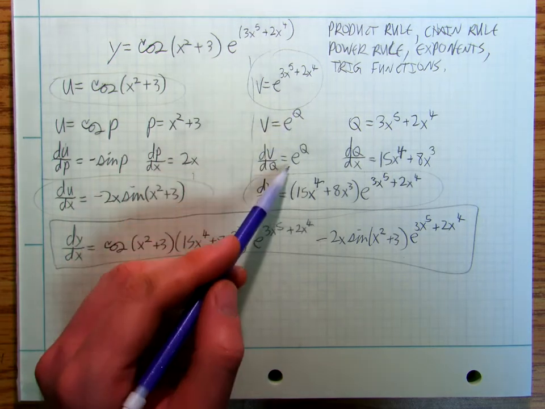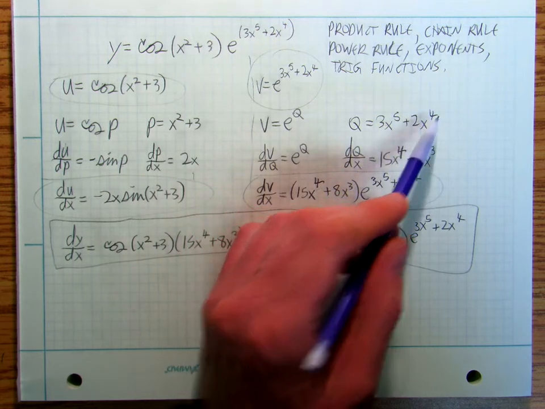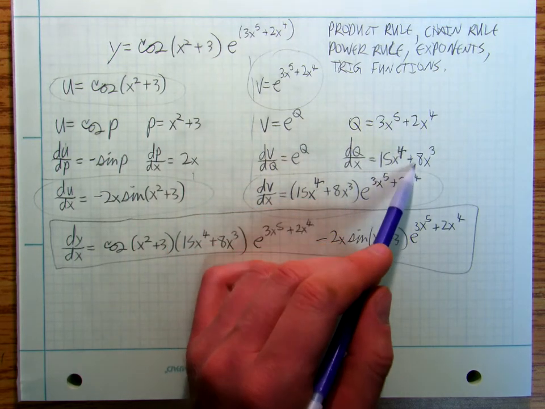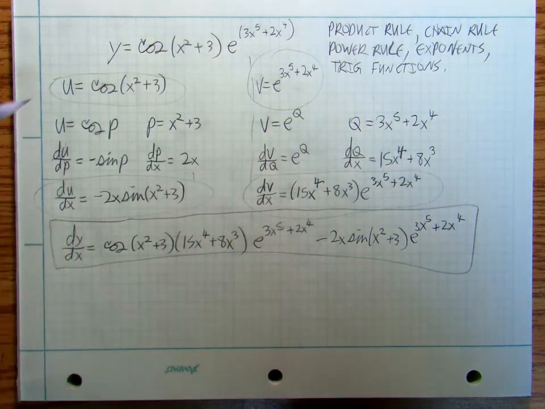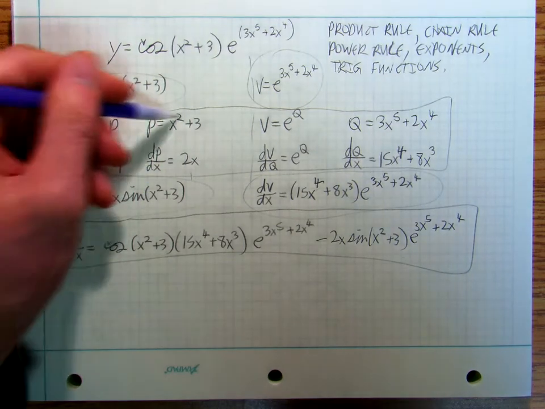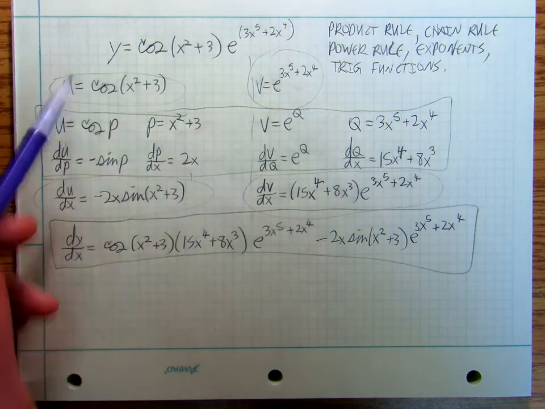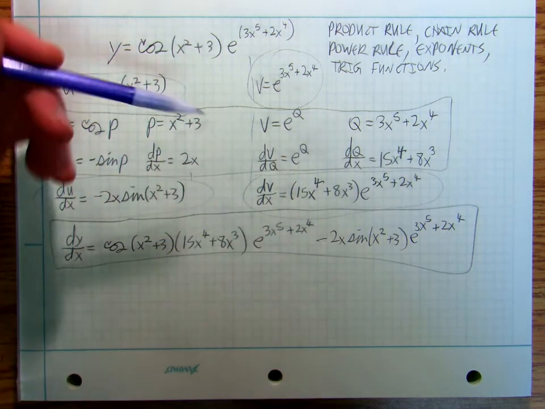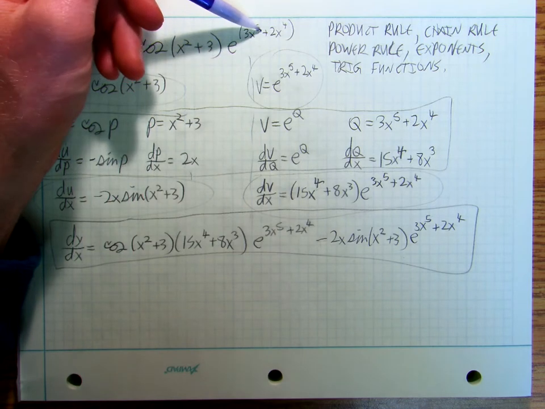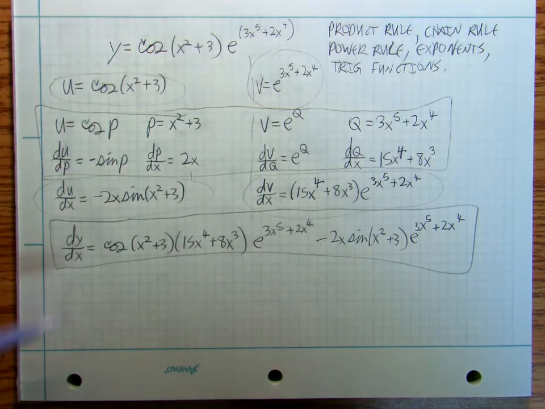The derivative of e to the q is e to the q. You know that. The derivative of 3x to the fifth plus 2x to the fourth is 15x to the fourth plus 8x cubed. All of the stuff that's in these two lines right here is simple stuff that you know. And it's just how we chain them together, with functions inside of functions, and functions multiplied by other functions, that it gets complicated. So break it down into simple steps and then do each simple step. And that's that lecture.